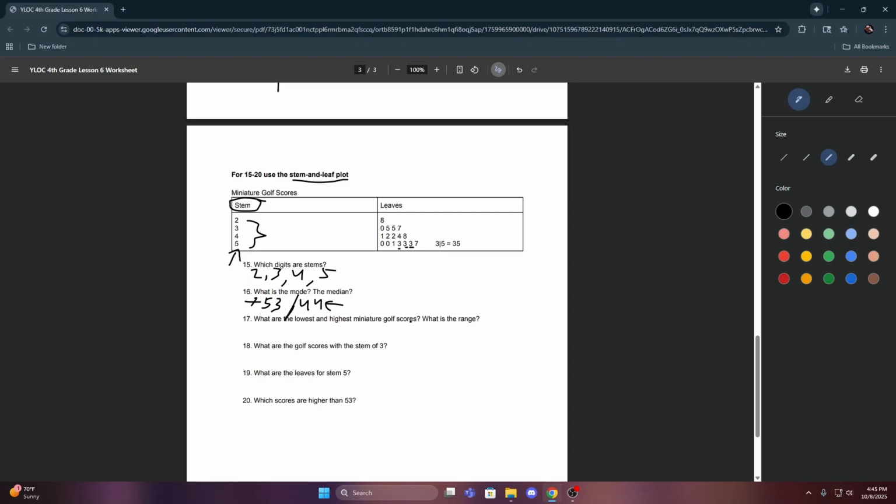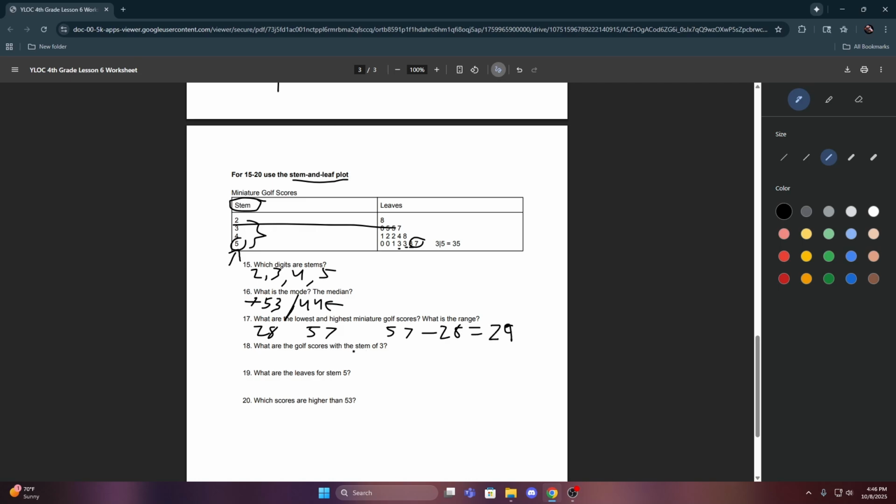Now, what are the lowest and highest miniature golf scores? What is the range? So the lowest here is clearly 28. And then the highest will be in the 5s, of course, and then the largest number here, so 57. And now to find the range, you do the highest minus the lowest. So 57 minus 28 will give you 29.